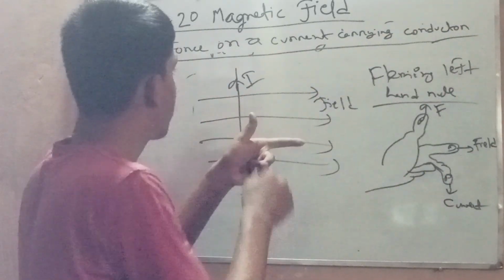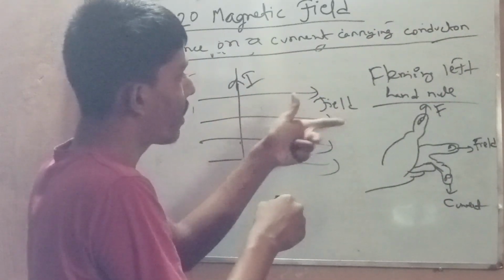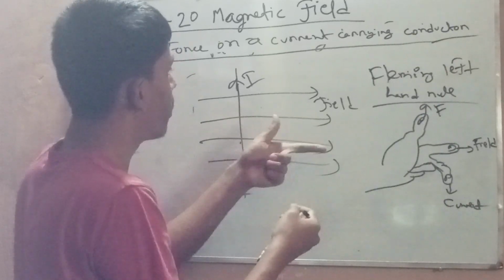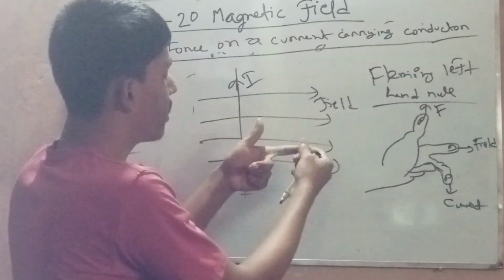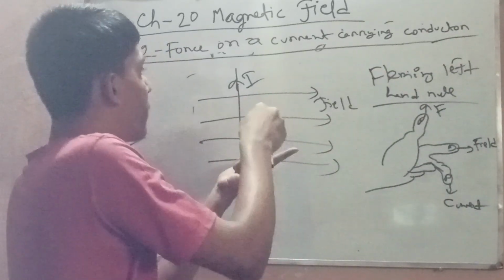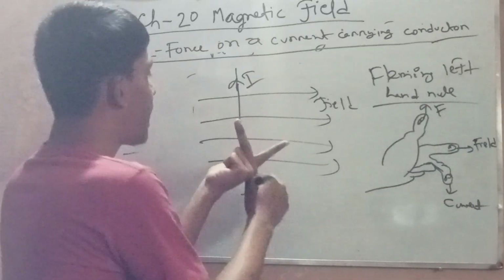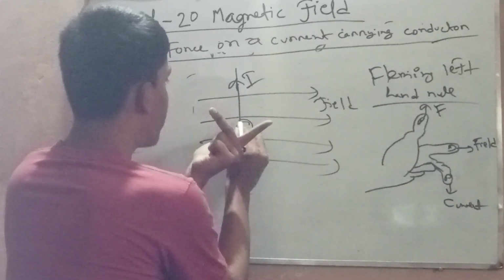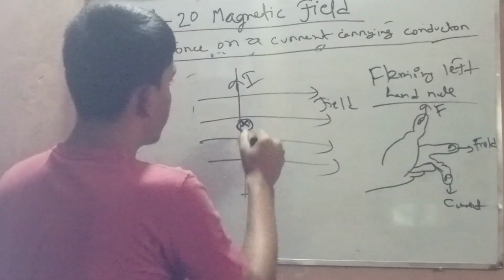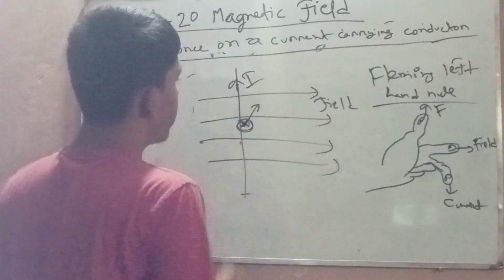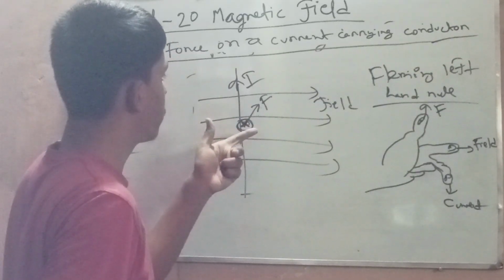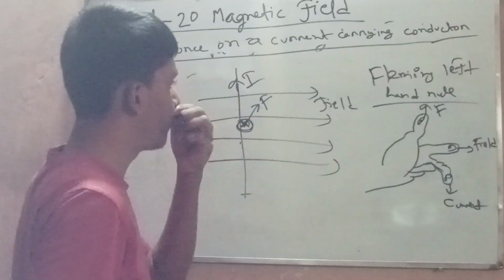Now in this case, the index finger shows the field direction, the middle finger shows the current direction, and the thumb points into the board. This direction will be the force direction.